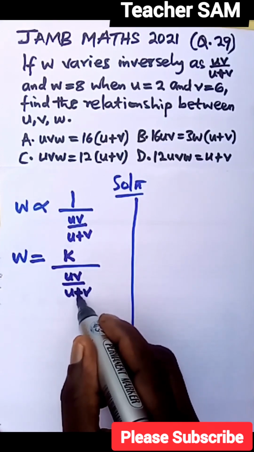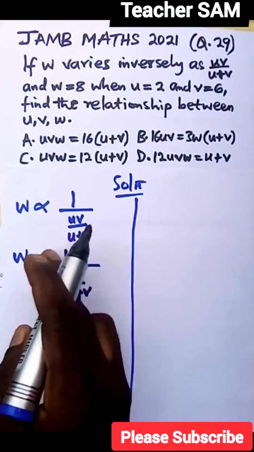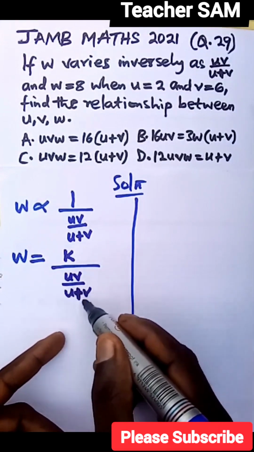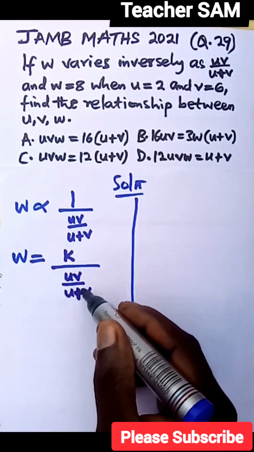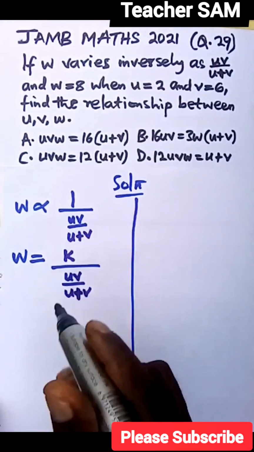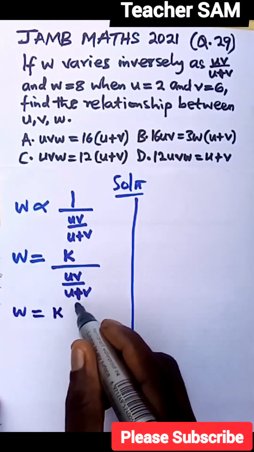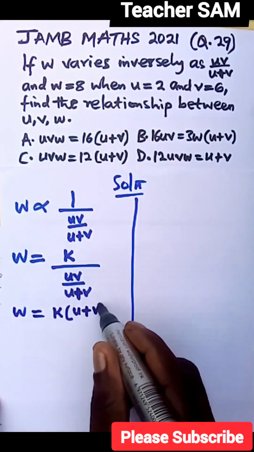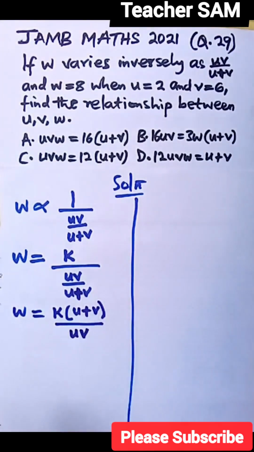Now this is just like in our previous video, this is a fraction as denominator of another fraction here. So this our denominator here, this set of variables here, become the numerator up here. So we're having W is equal to K times the whole of this, U plus V, now all over UV. So this is a kind of our relationship, but we will not stop here.